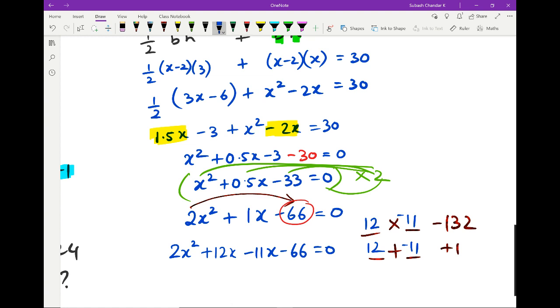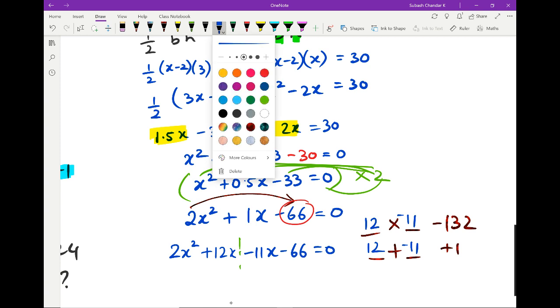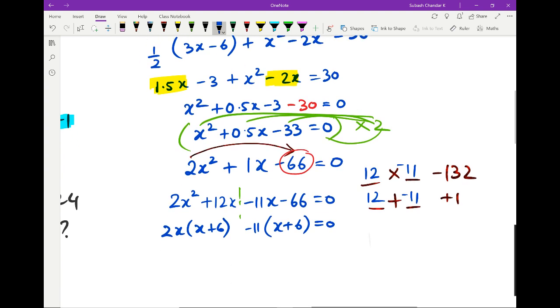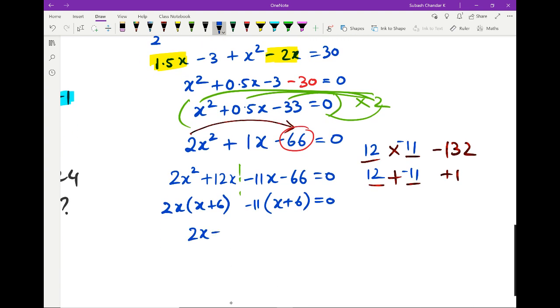So once we get this, we're going to split them up into two areas. So we've got 2x and then x plus 6. We've got minus 11 as a common factor, and that's also x plus 6 equals 0. So you end up getting 2x minus 11 multiplied by x plus 6 equals 0.